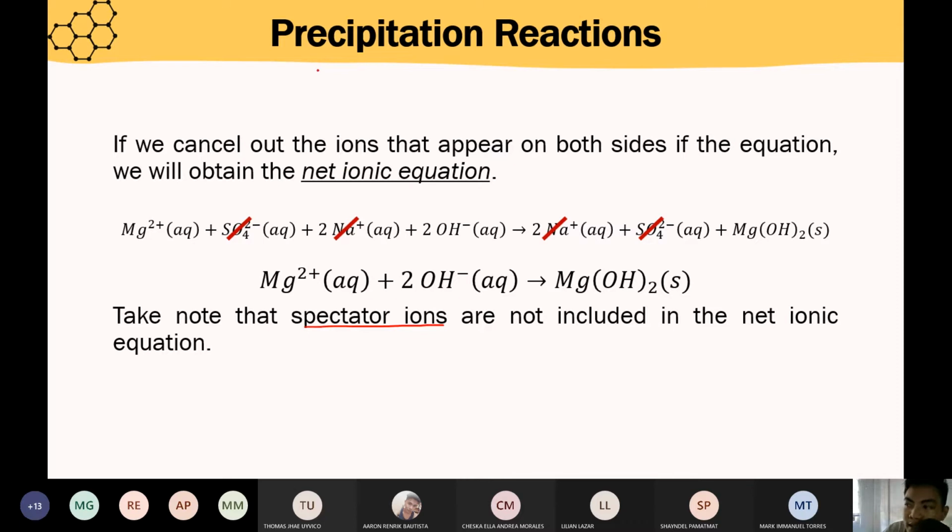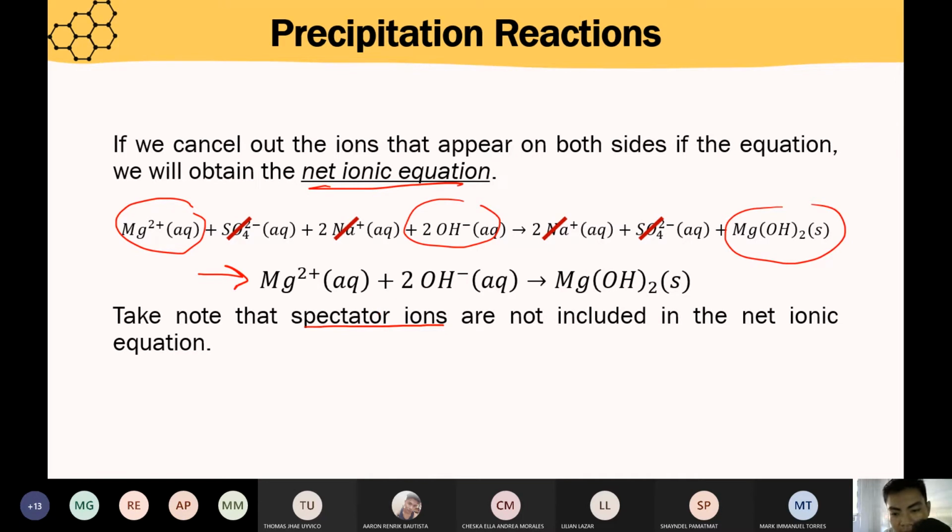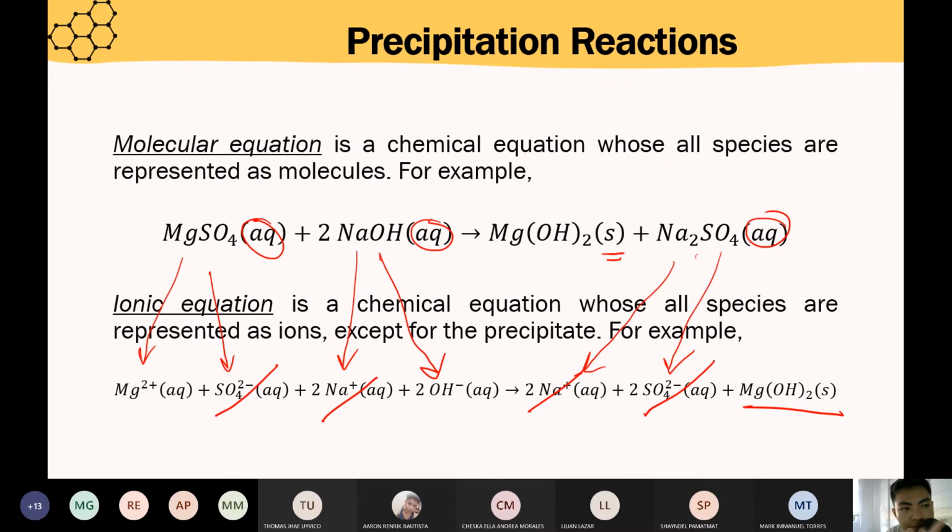And yung tawag sa natira natin na ions, now, when you combine them, ang tawag dun sa natira is the net ionic equation. Ito yan. The net ionic equation shows us what really happened in the reaction. Okay? Pinapakita niya ano ba talaga yung nangyaring precipitation. Okay? So again, tatlong ways to nire-represent. We have the molecular equation, we have the ionic equation, and the net ionic equation.